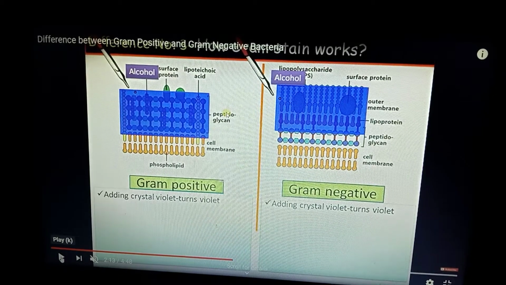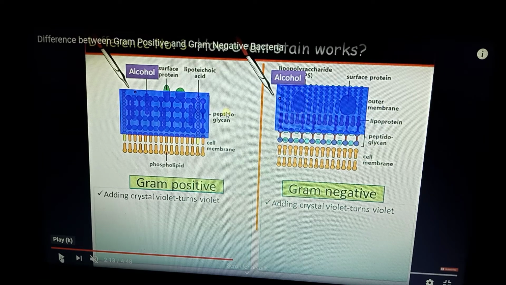Then step number 3, which is the most critical step, is the addition of alcohol, as you can see in the image. Upon alcohol treatment, in the case of gram-positive bacteria, it remains violet as the stain is tightly bound to the peptidoglycan. Why is it so? Because alcohol cannot dissolve the peptidoglycan, since the wall is very thick and teichoic acid is present.